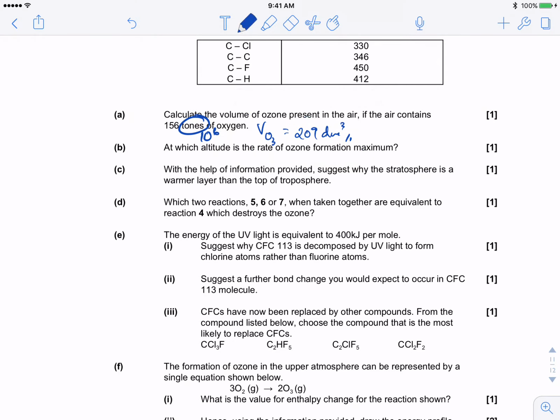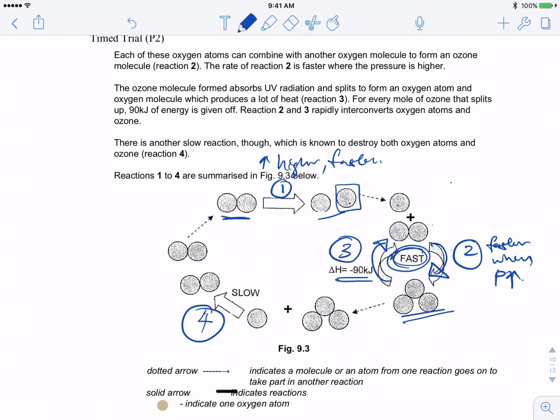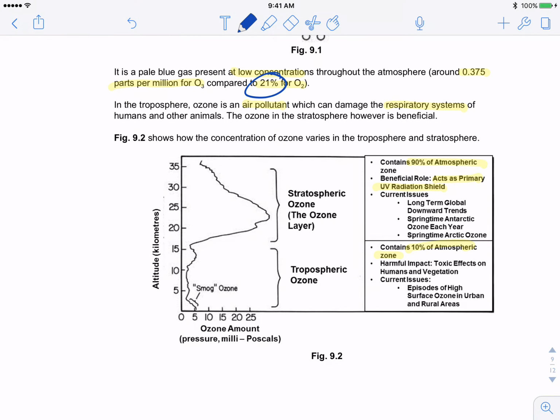Next, at which altitude is the rate of ozone formation the maximum? Going back to ozone formation, you want it to form as fast as possible when pressure is higher. Let's look at when pressure is the highest. Actually, you don't need to look at when pressure is the highest, you just look at the graph. This is the ozone amount, so this is when ozone is highest. It is around 23 km.